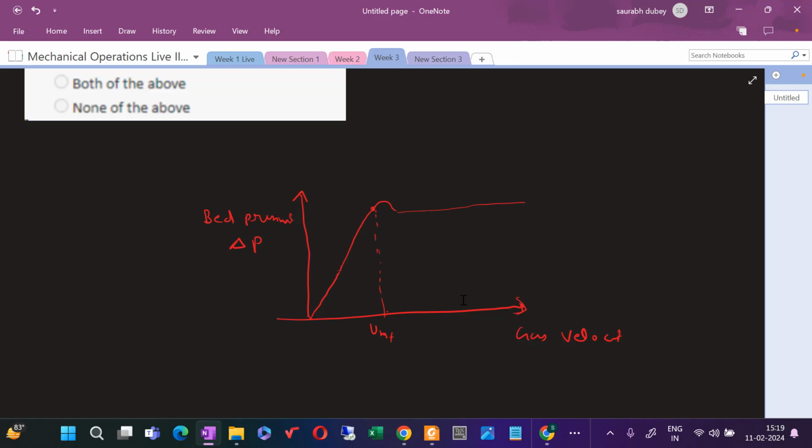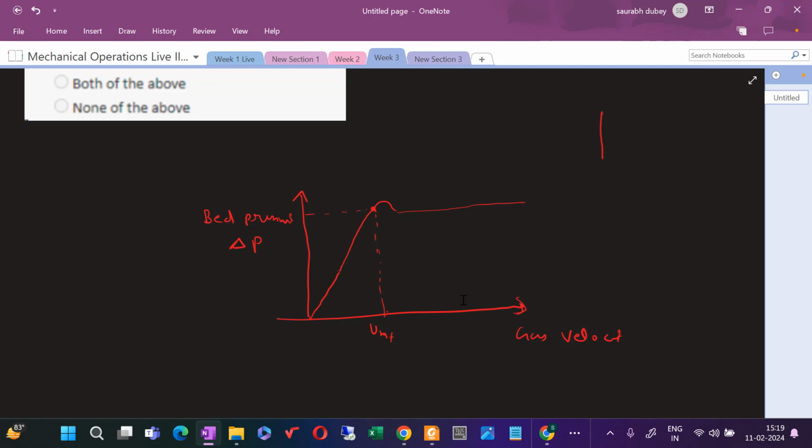this is the situation before which your pressure drop across the bed was linear with the velocity of the gas that you are putting from the bottom. But just after that, the motion among the particles starts, moving zigzag or irregularly because of the gas.